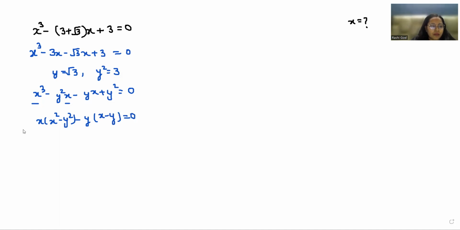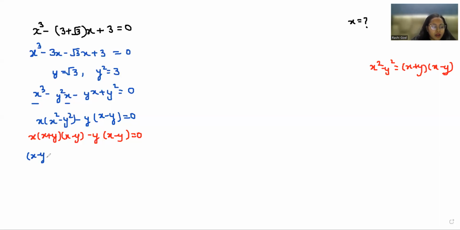Now I'm going to use a very famous identity here. x square minus y square is equal to x plus y times x minus y. So x times (x plus y)(x minus y) minus y(x minus y) is equal to 0. Now if I take x minus y as common, so (x minus y)(x square plus xy minus y) is equal to 0.